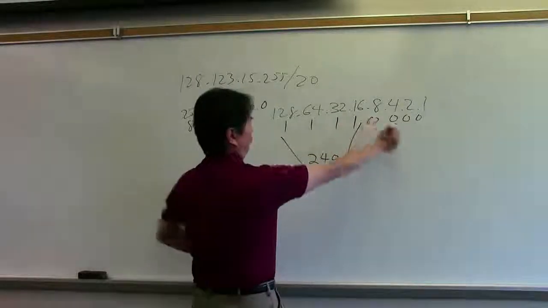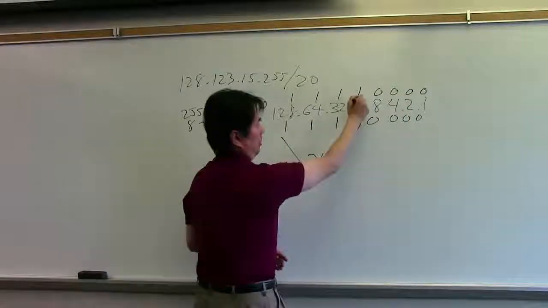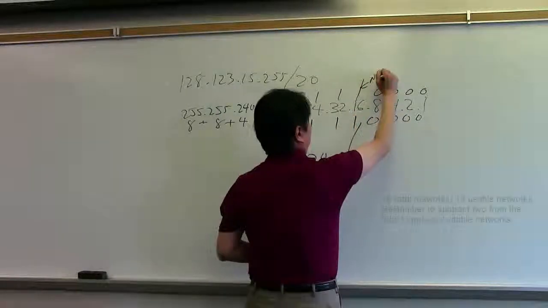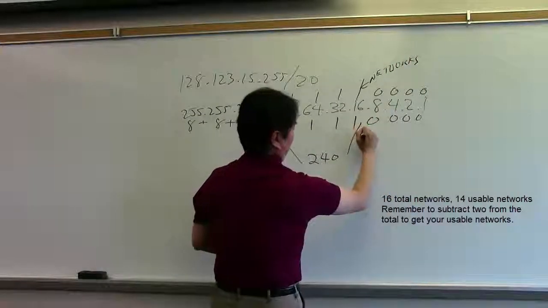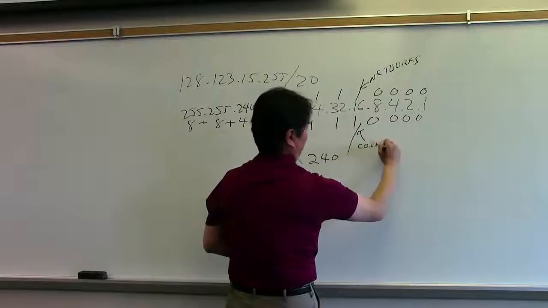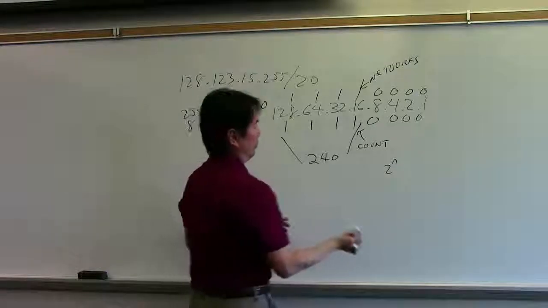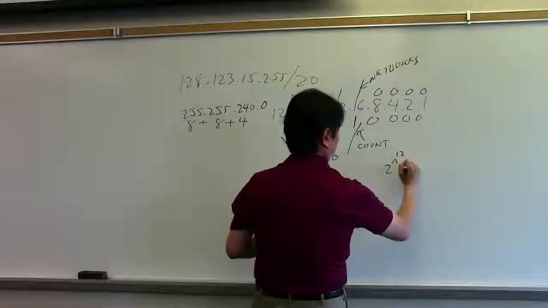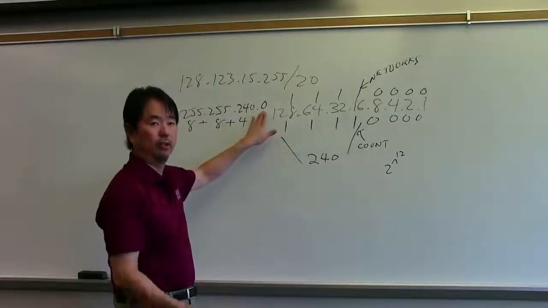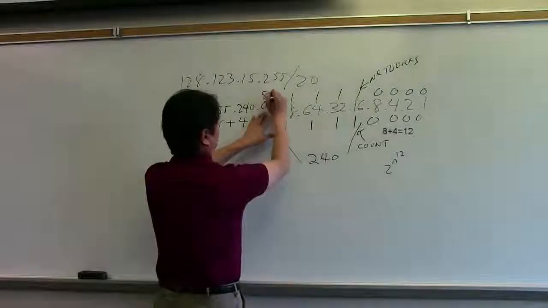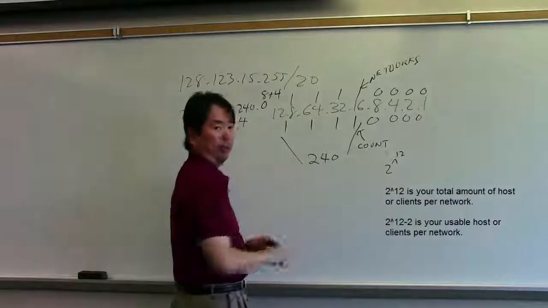Now, remember, when we flip our zeros over, 1, 2, 3, 4. The top number here indicates how many networks you have. This one number here is your count number. And now our 2 to the power number, or how many hosts we have, is going to be 2 to the power of 12. And the way we get that is we have to take into consideration this 0 here, which is also considered 8. So it's going to be 8 plus 1, 2, 3, 4.